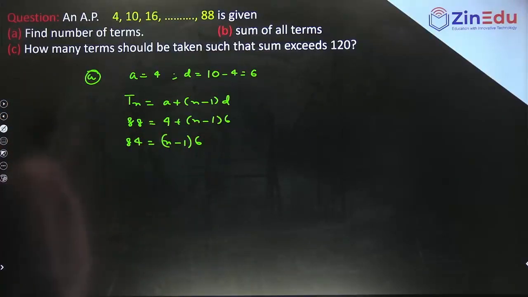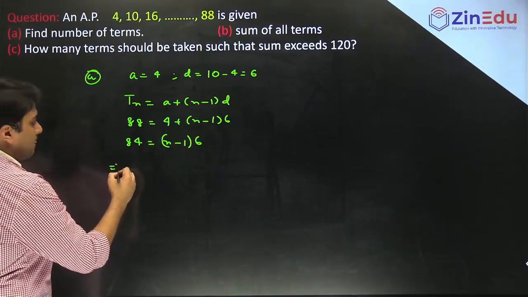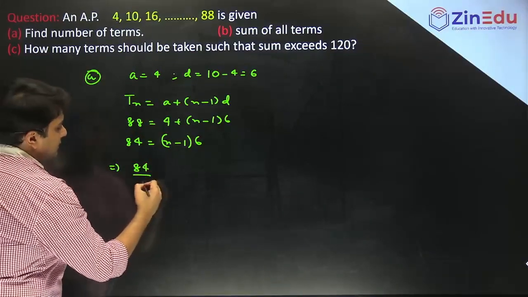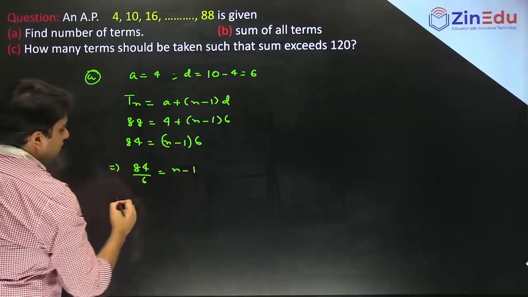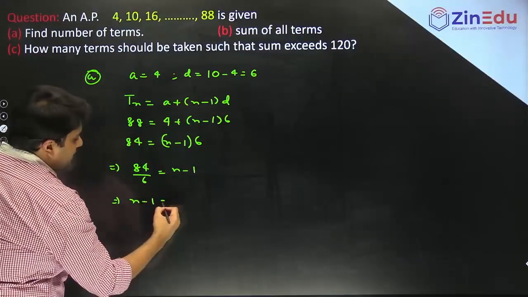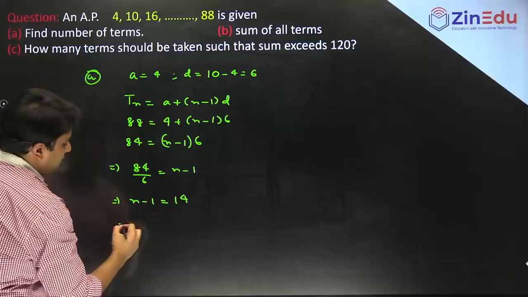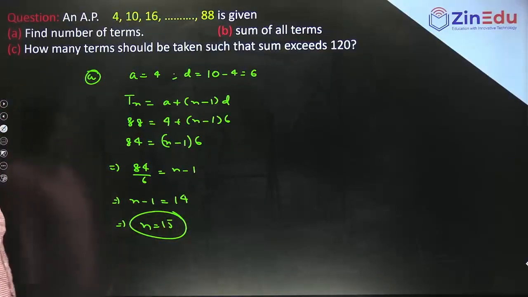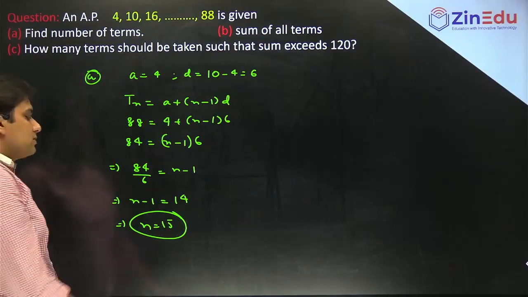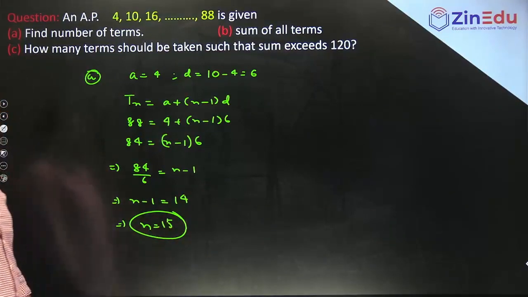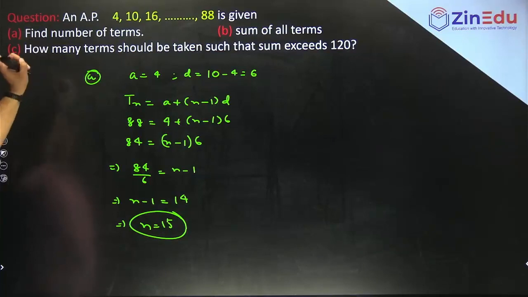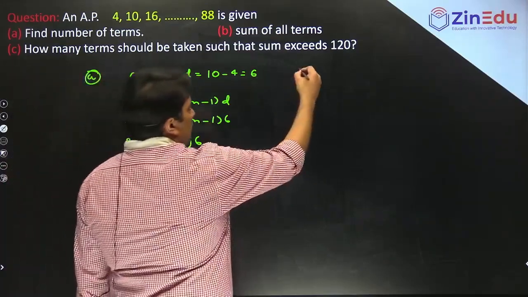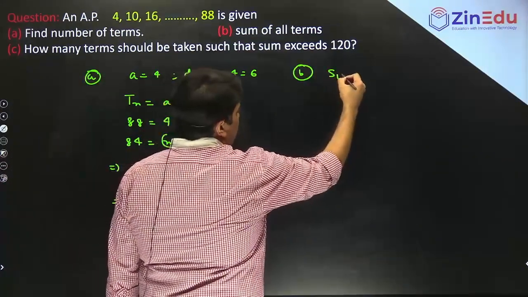So it would be 84 equals n minus 1 into 6. Dividing both sides by 6 would give me the result as 84 by 6 equals n minus 1. That means n minus 1 is equal to 14. So n would be equal to 15. So the number of terms we are talking about will be 15. So we have solved the first one correctly. Now let us find the sum of these 15 terms.